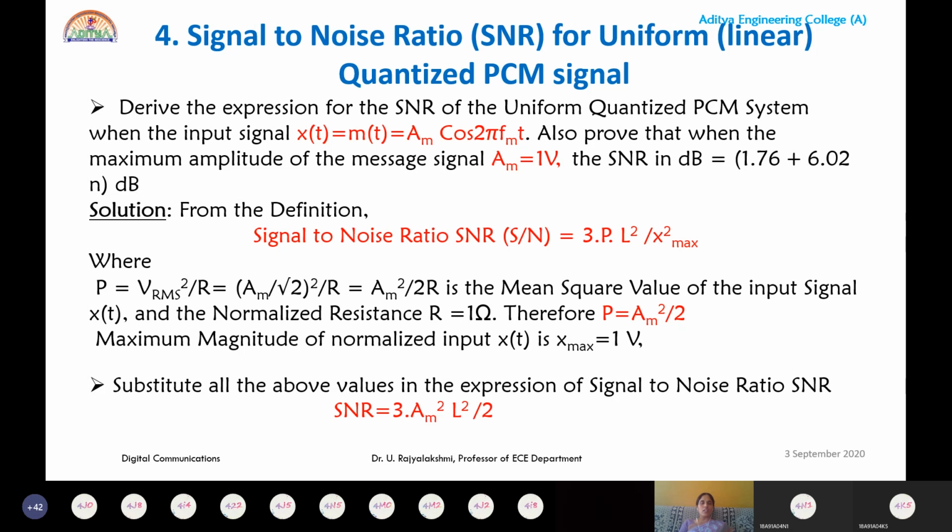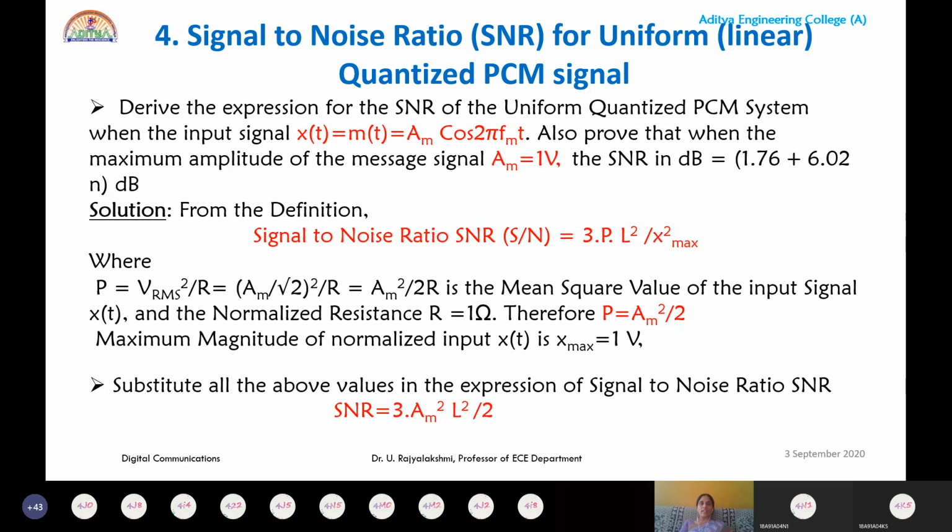If you replace like that, you can observe the SNR expression as 3 into Am square into L square divided by 2, under the assumption that X max is equal to 1 volt. So finally you got the expression 3 into Am square into L square divided by 2. That is the first bit. So we got the expression for SNR for the input signal x of t, which is Am cos 2 pi fm t, as 3 by 2 Am square L square.